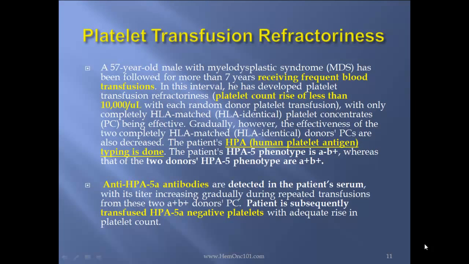Therefore, anti-HPA5A antibodies are detected in the patient's serum, with its titer increasing gradually during repeated transfusions from these 2 A+, B+ donors' platelet concentrates. The patient is subsequently transfused HPA5A negative platelets, and an adequate rise in platelet count occurs. So, very simple. First, platelet transfusion refractoriness occurs, transfuse HLA matched. If that doesn't work, look for the HPA antigen and match HPAs.